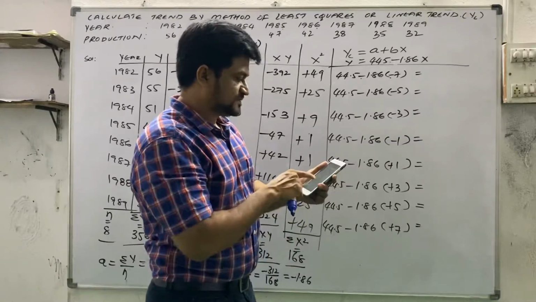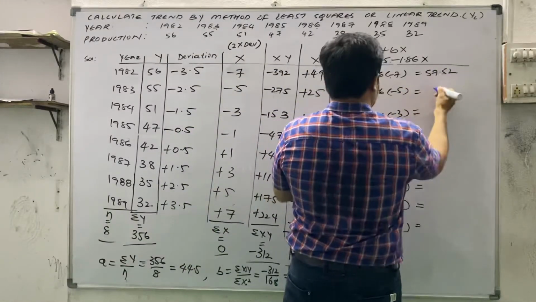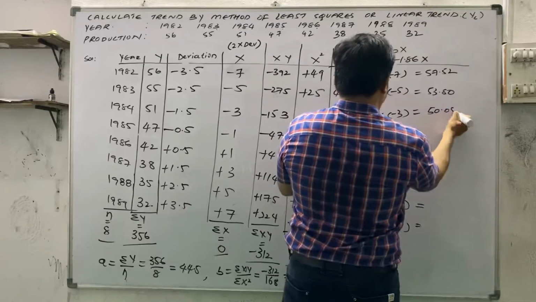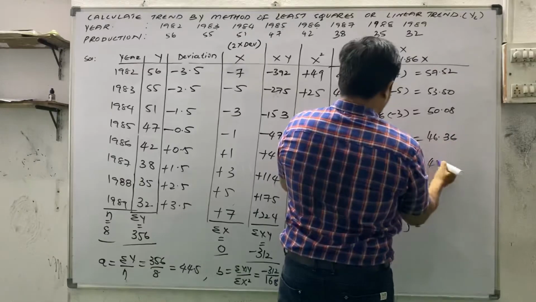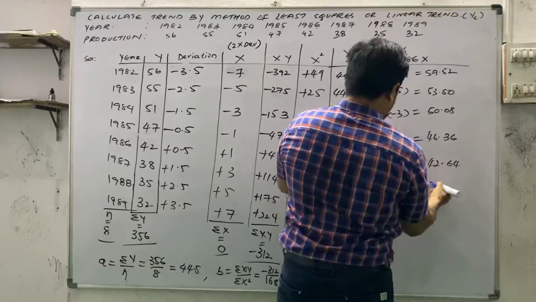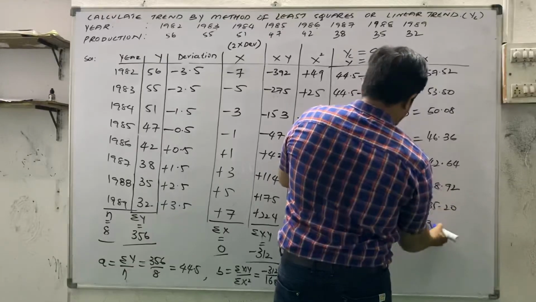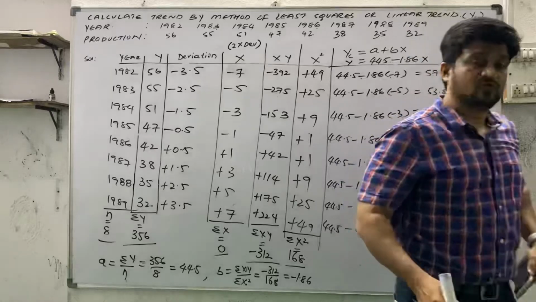In that way, 57.52. Then 53.80, 50.08, 46.36, 42.64, 38.92, 35.20, 31.48. So once again check this one, what we have done till here.